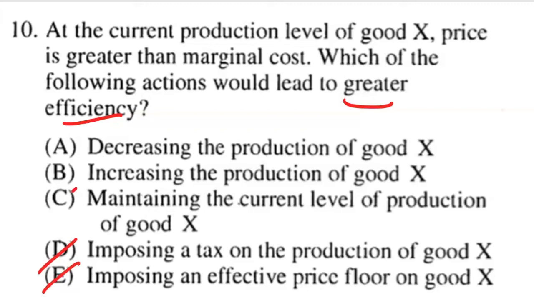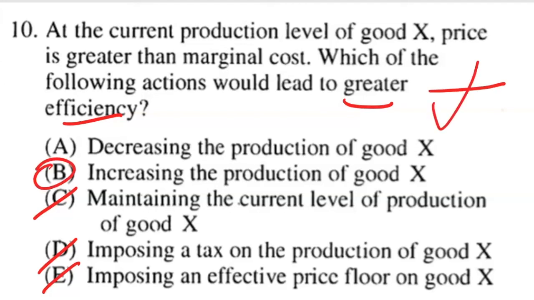We also know that C is incorrect because it just maintains the current level of production, right? We are not producing where MR equals MC, which is the profit maximizing spot, which is extremely efficient. It's allocatively efficient. So C is not correct as well. And so the correct answer choice here should be B, right?